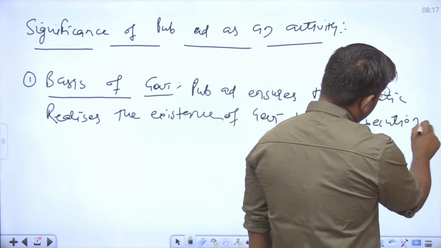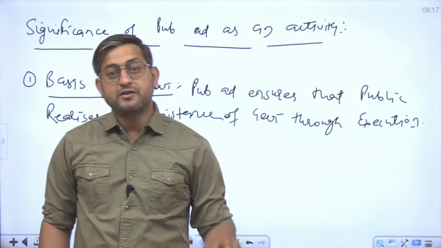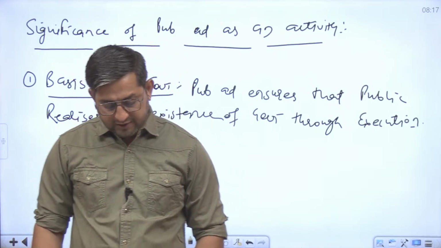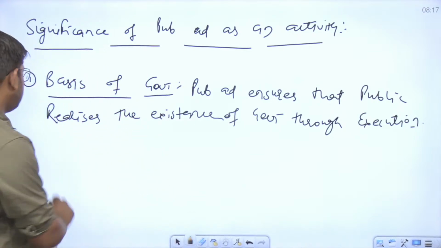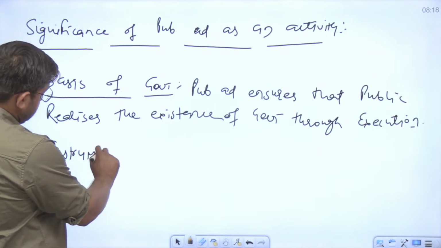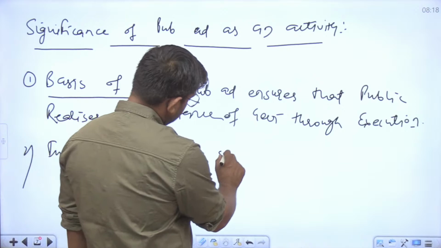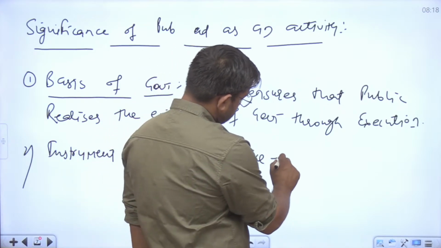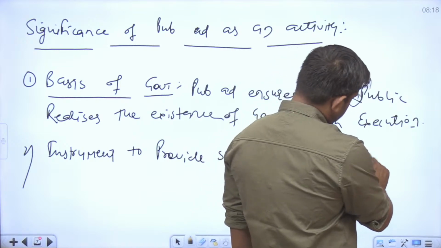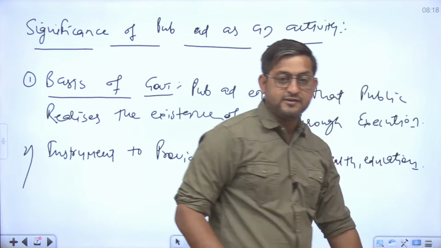So when they execute the schemes, then people realize that yes, there is a government. तो इसके बिना इसका कोई existence ही नहीं है, या people लोगों को realization ही नहीं होगा। Similarly, second thing is instrument to provide services, like health, education. So pub-ed is all about implementation, and government provides various services to the citizens.